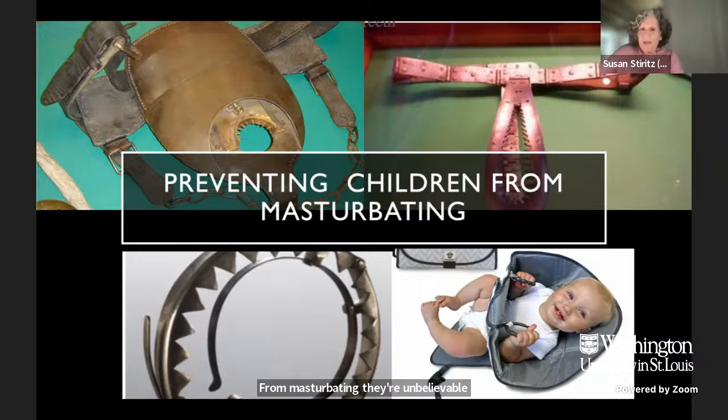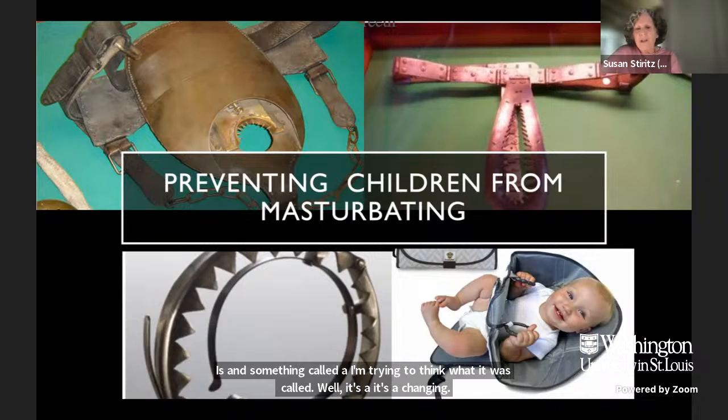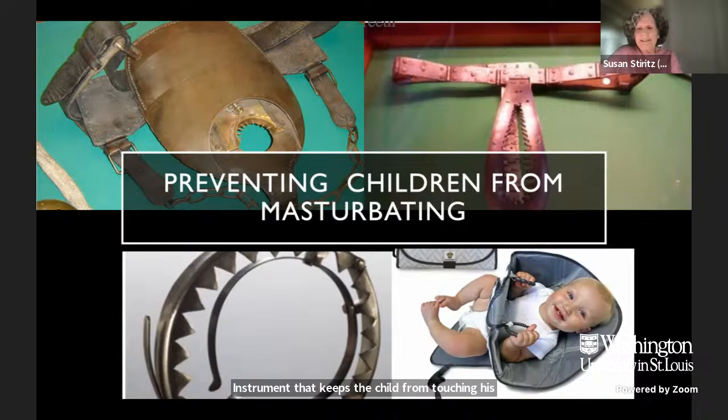And then down in the right-hand corner is something, I'm trying to think what it was called. Well, it's a chastening instrument that keeps the child from touching his genitals. So our sex negativity has not really disappeared, that's for sure.